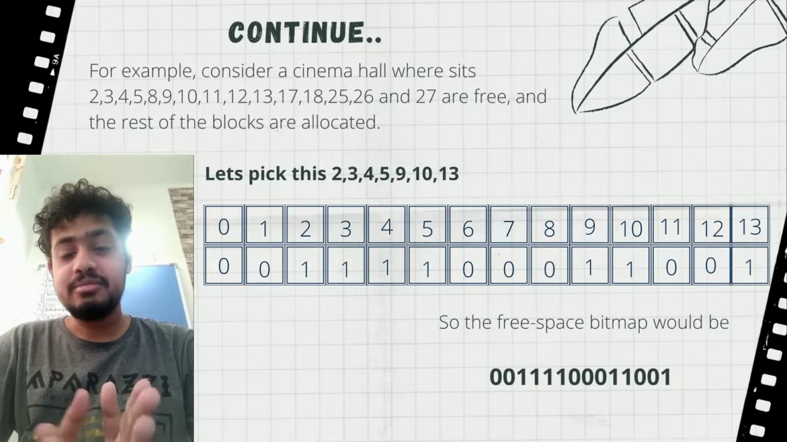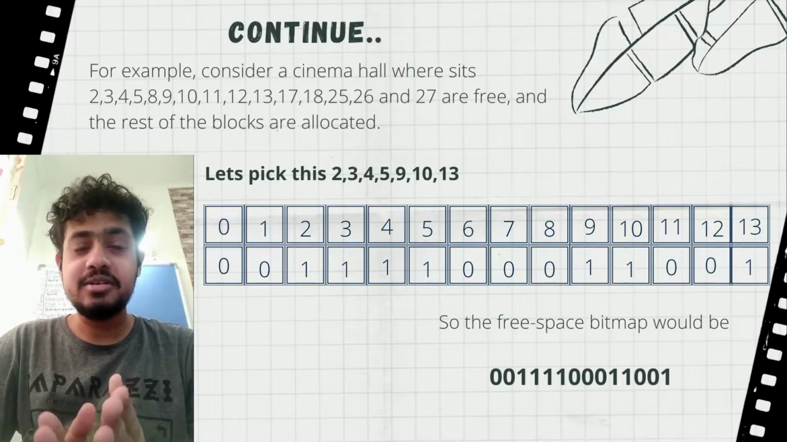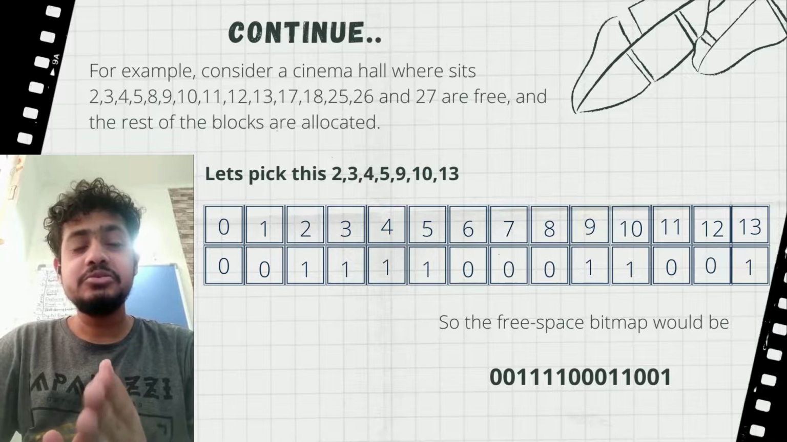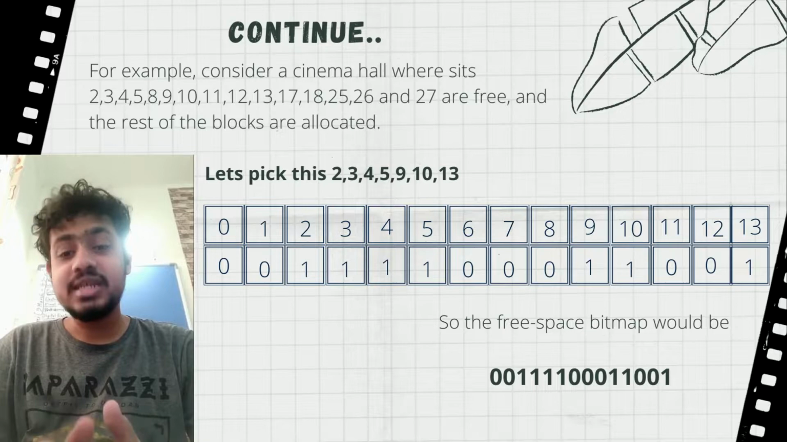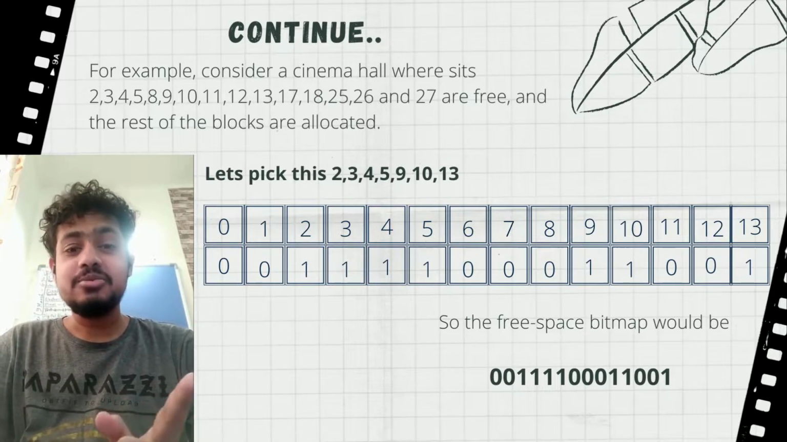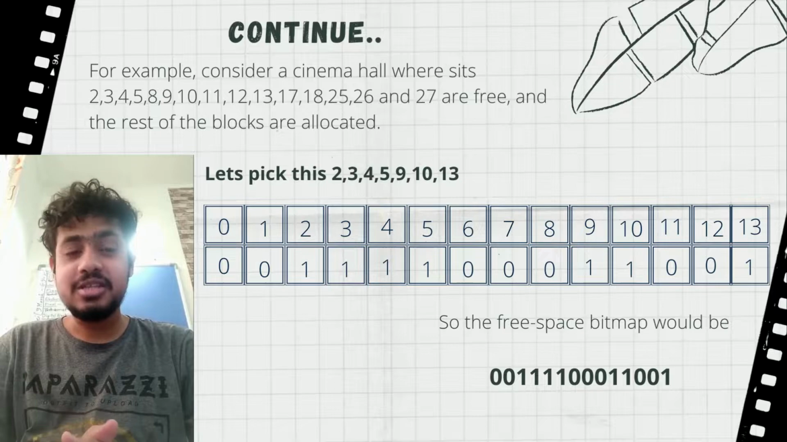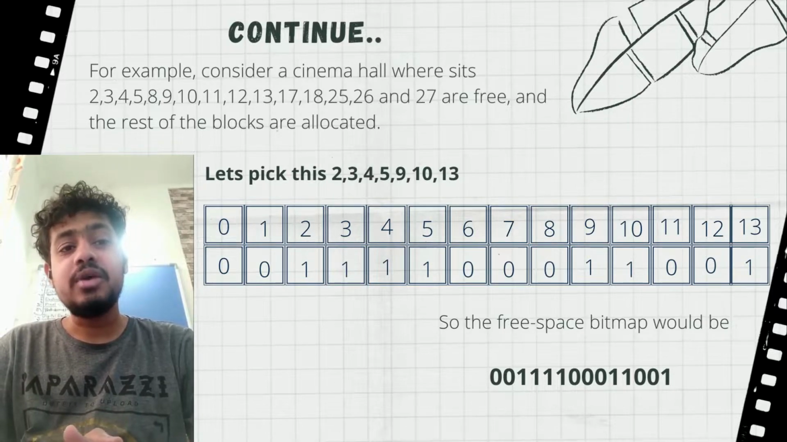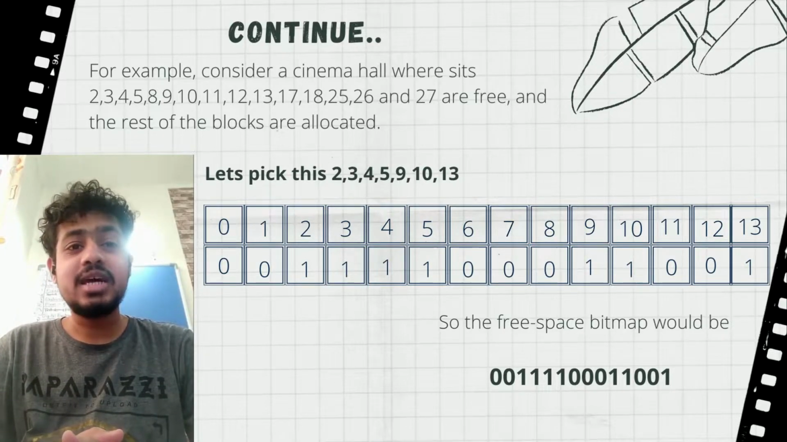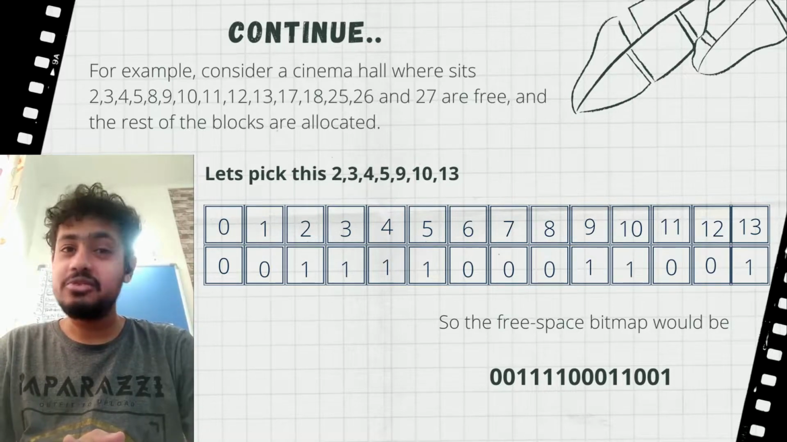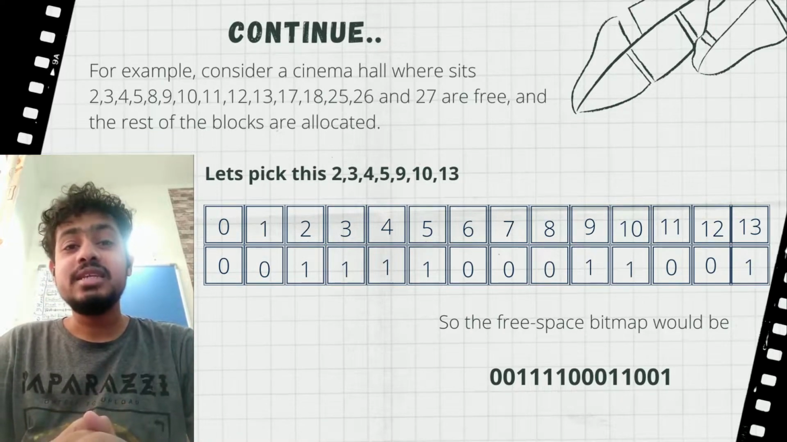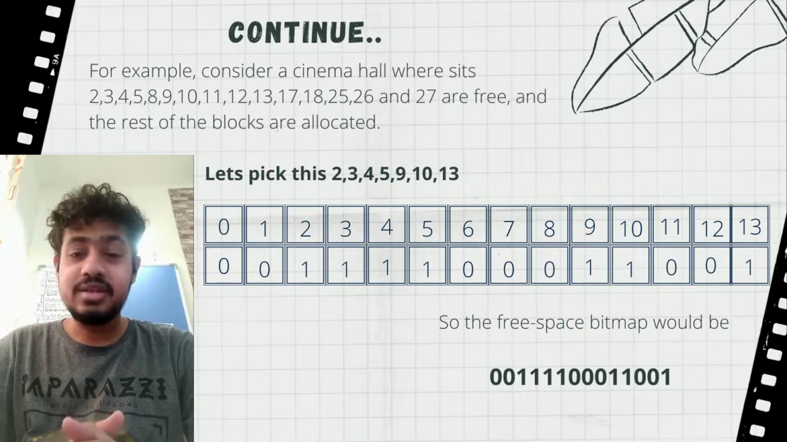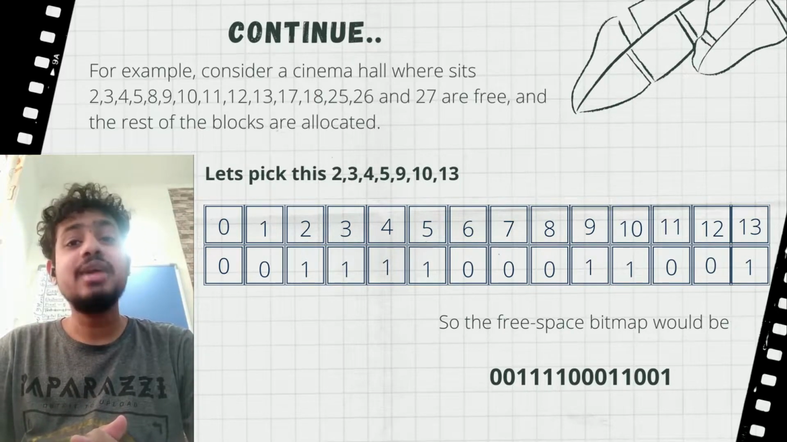Let's take an example for our bitmap system. Consider a cinema hall where seats 2, 3, 4, 5, 8, 9, 10, 11, 12, 13, 17, 18, 25, 26 and 27 are free and the rest of the blocks are allocated. What does this mean? Block or seat 1 is already allocated, 2 and 3 are free, 4 and 5 are also free, 6 and 7 are allocated, 8, 9, 10, 11, 12, 13 are free, 14, 15, 16 are allocated, not free, and 17, 18 are free. I'm talking about the seats or blocks. And 19, 20, 21, 23, 24 are not free, they are already allocated. 25, 26 are free, and 27 is also free.